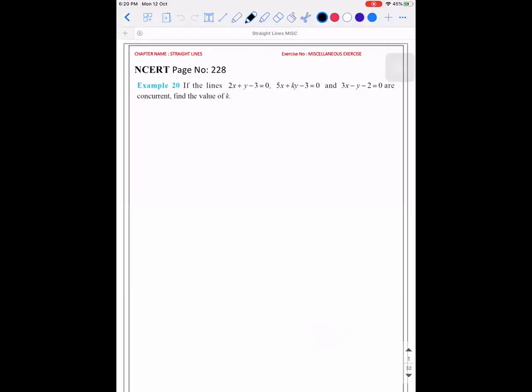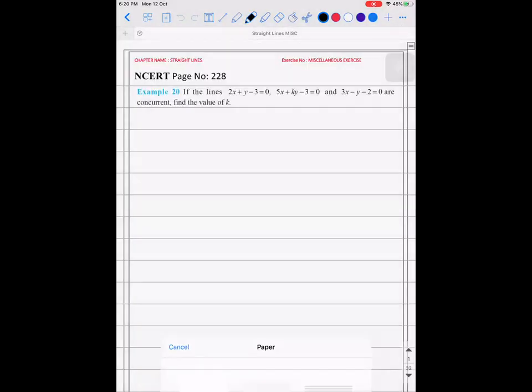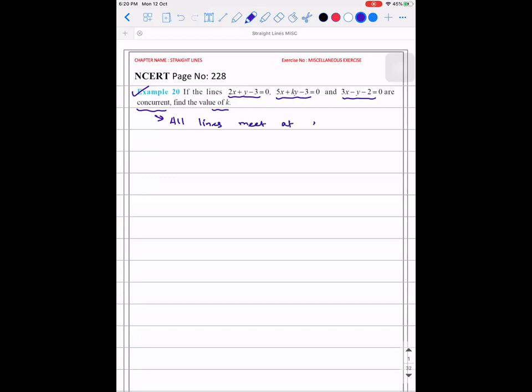So, here the question is, if the lines 2x + y - 3, 5x + ky - 3 and 3x - y - 2 are concurrent, find the value of k. So, what do you mean by concurrent? Concurrent means all lines meet at the same point.